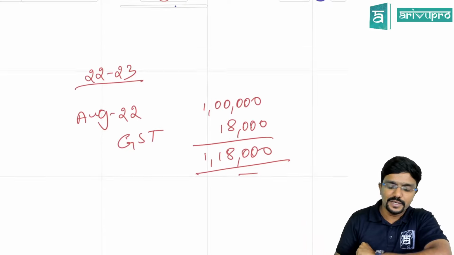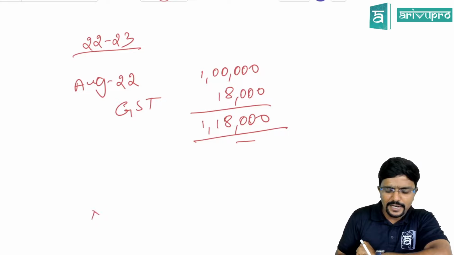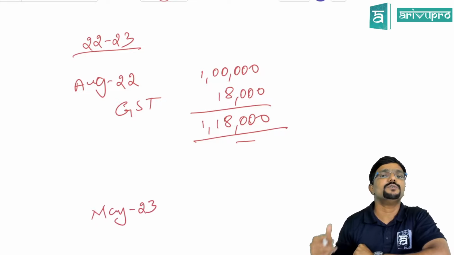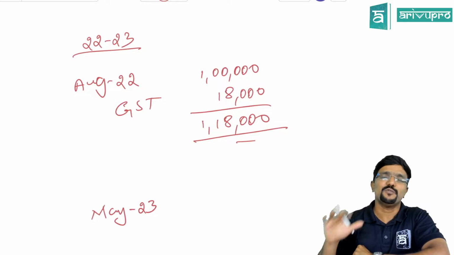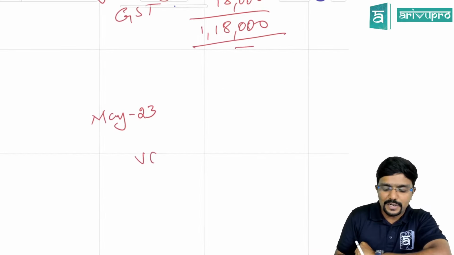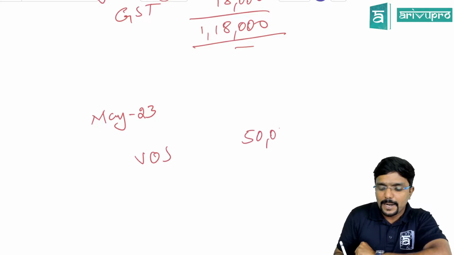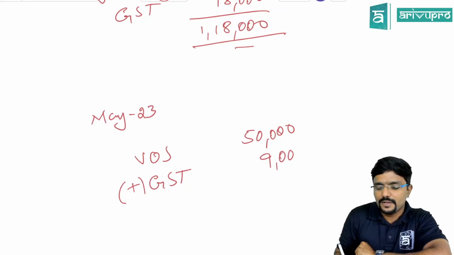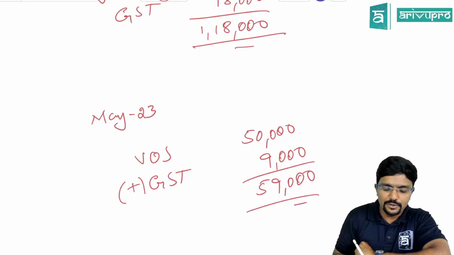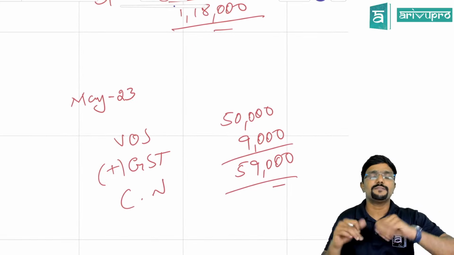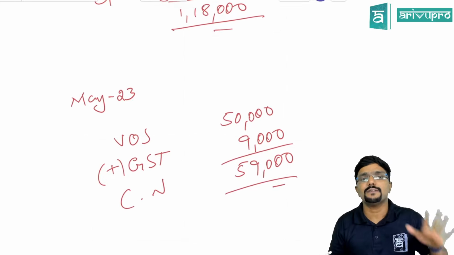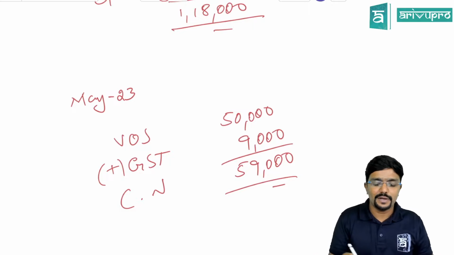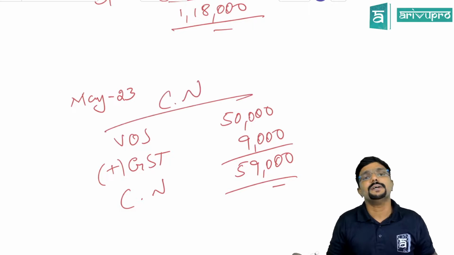So somewhere assume in May 23, I got to know I have issued more. Actually, the value of supply assume was only 50,000. Value of supply was only 50,000 and GST was supposed to be 9,000. But I have charged double. So whatever excess I have charged, I have to issue a credit note. How much excess I have charged? 50,000 plus 9,000 GST. Totally I have charged 59,000. So I have to issue a credit note for my recipient.